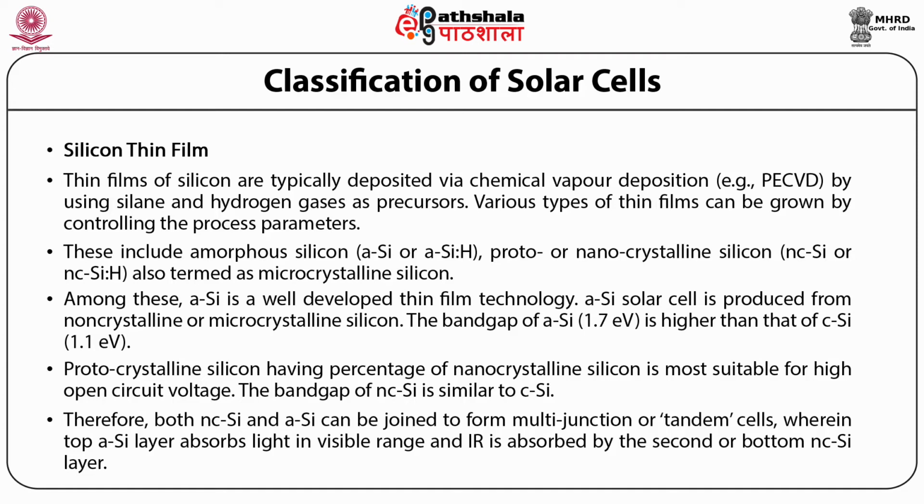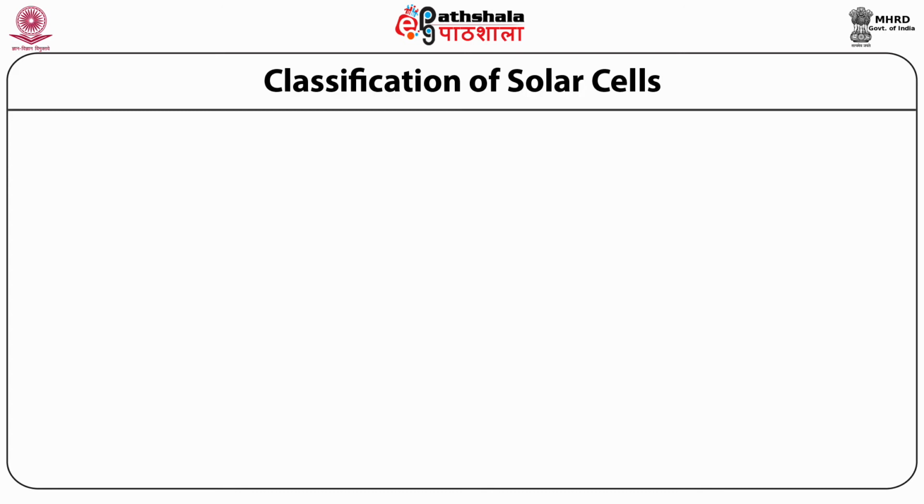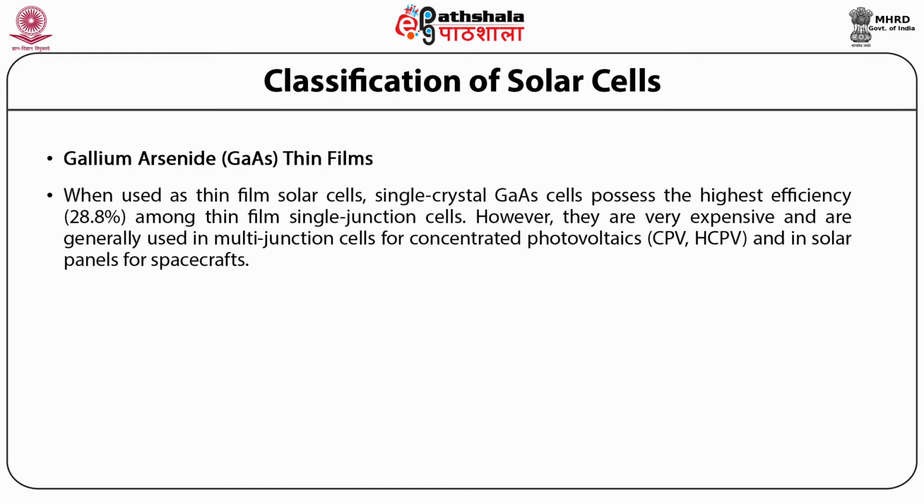nanocrystalline silicon layer. Let us discuss the application of gallium arsenide thin films in the development of solar cells. When used as thin film solar cells, single crystal gallium arsenide cells possess the highest efficiency, that is 28.8% among thin film single junction cells. However, they are very expensive and are generally used in multi-junction cells for concentrated photovoltaics, that is CPV, HCPV, and in solar panels for spacecrafts.